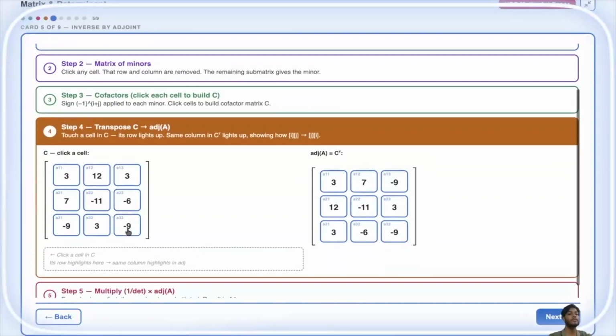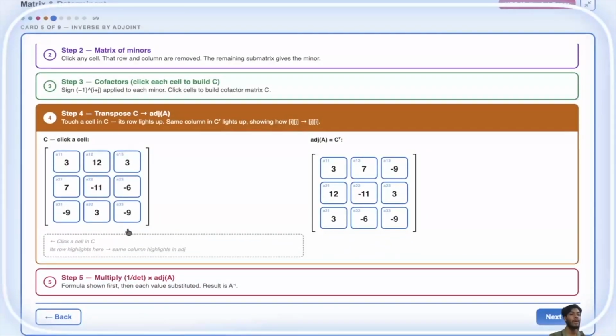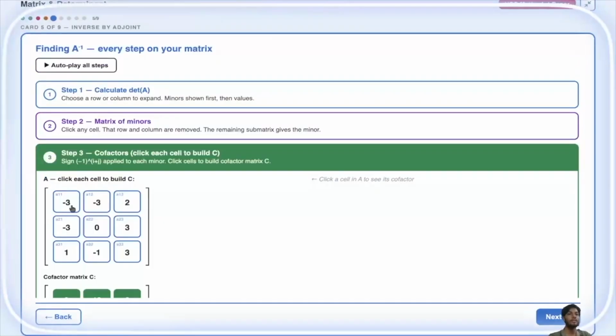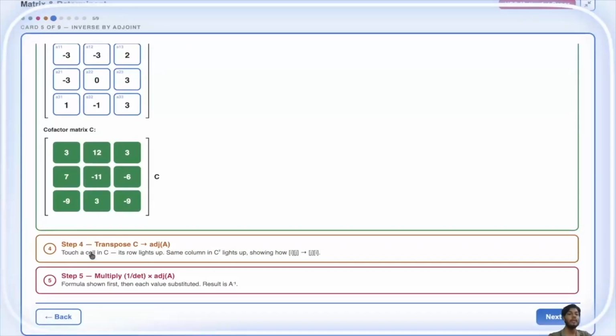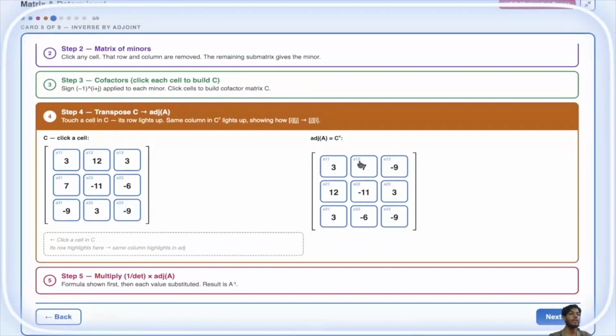What does transpose mean? Transpose means just converting a row of a matrix into its column. So you can see this row and this column are exactly the same, this row and this column exactly the same, this row and this column exactly the same, meaning we are doing the transpose by converting rows into columns. This was the matrix that we got by replacing each element with its cofactor, so we call this matrix the cofactor matrix. Then we transpose this cofactor matrix and this transposed cofactor matrix is called the adjoint matrix.